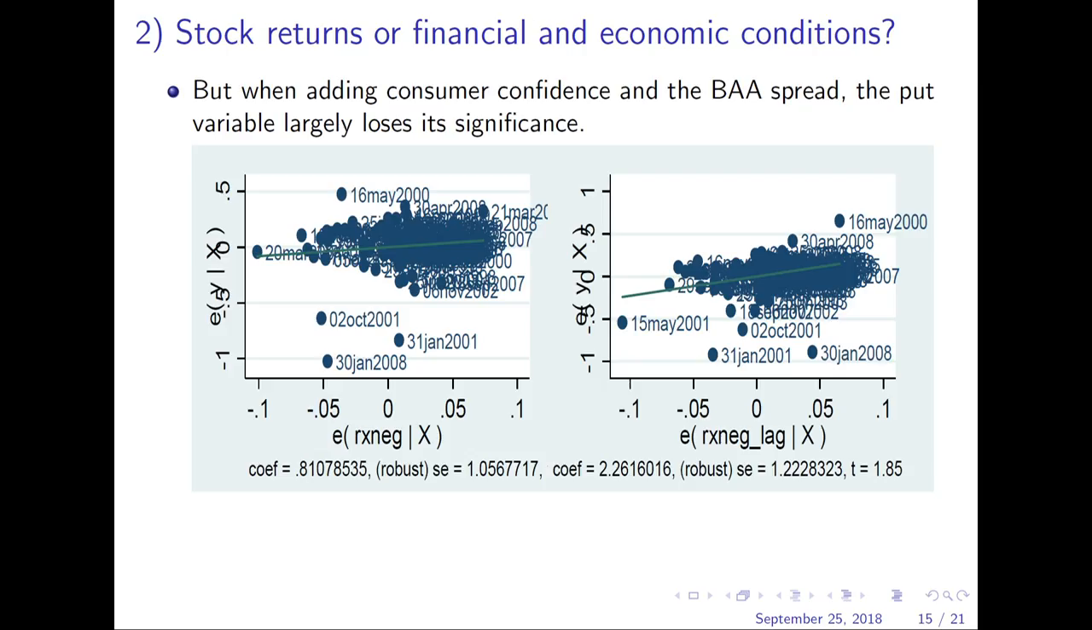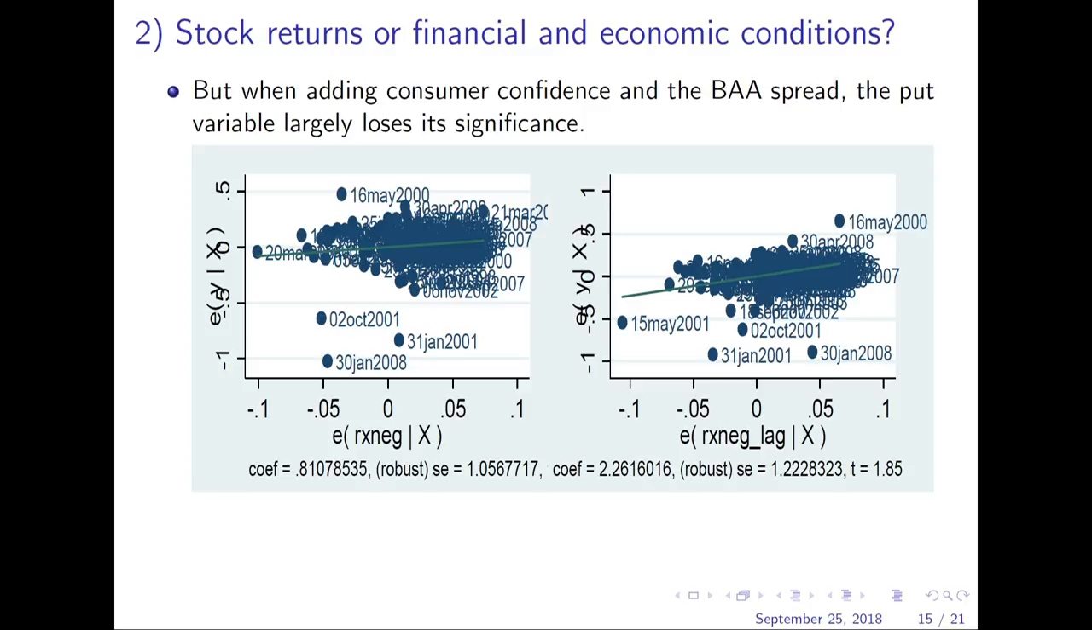Now adding consumer confidence and the BAA spread, the put variable largely loses its significance. So this tells us that when you add other measures of economic and financial conditions that probably the Fed cares about, the put variable, the negative stock returns accrued over the intermeeting period, don't seem to be all that important.